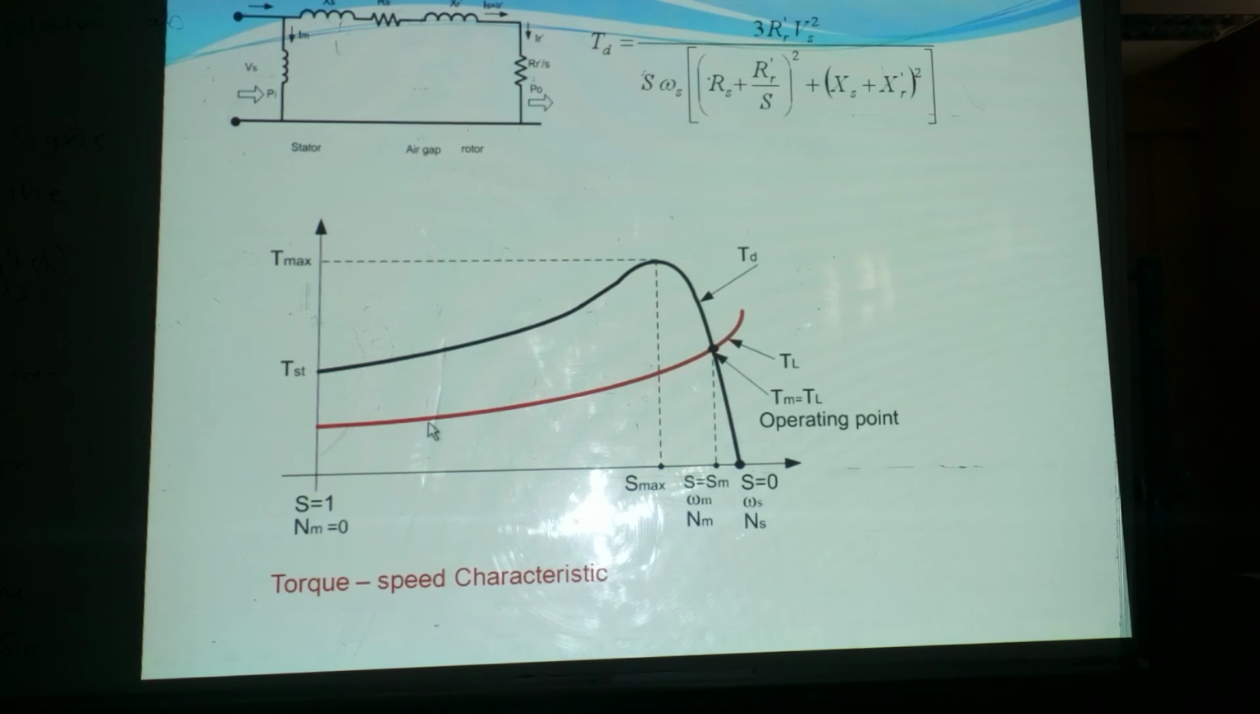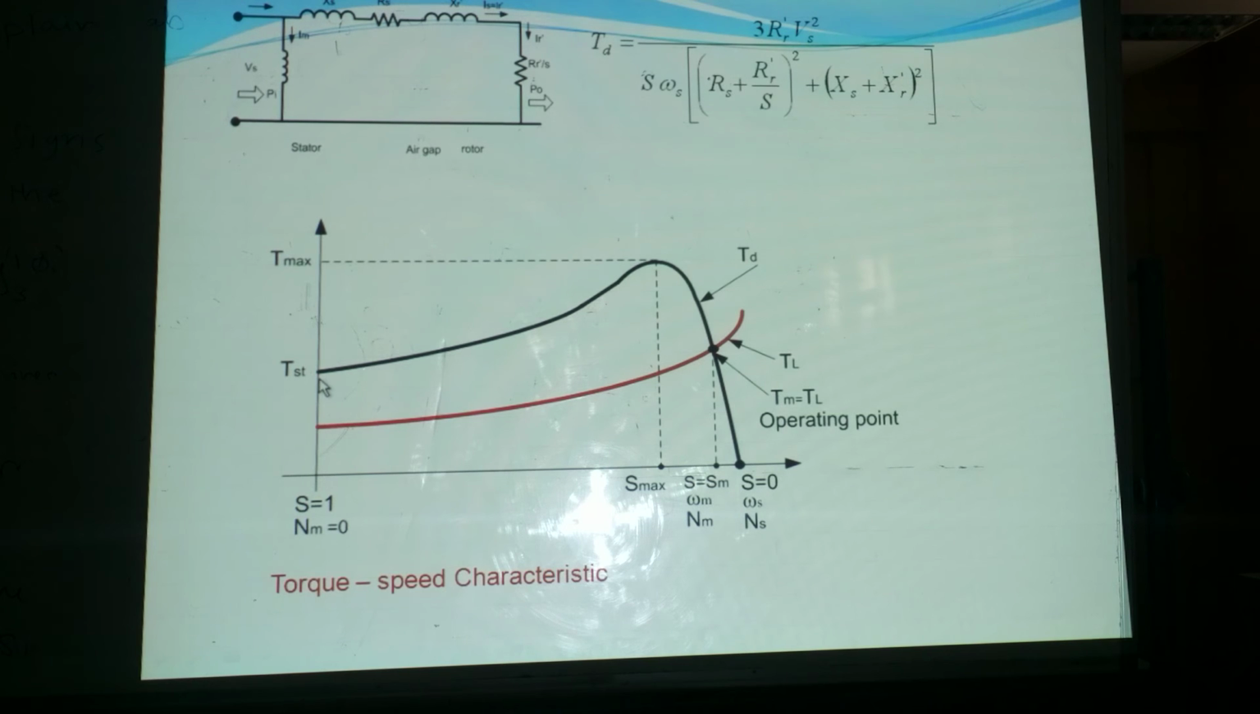Now we can see the typical speed torque characteristics of the three-phase induction motor. You see here, if the slip is 1, that means rotor speed is 0. Slip 1 means rotor speed is 0, and it is the starting torque. Substitute slip S equal to 1 here; if you calculate with the supply voltage, that gives the starting torque.